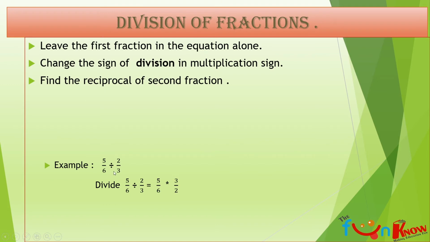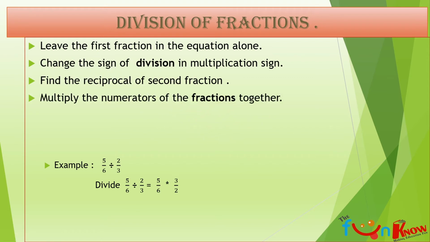5 by 6 divided by 2 by 3. These are the two terms. We have to keep the first value as it is. Okay, 5 by 6 as it is. Then we have to multiply by the reciprocal of the second value. That means the division sign will be converted to multiply, but while changing the division sign to multiply, you will take the reciprocal of the second fraction, that was 2 by 3, and now it is converted to 3 by 2.